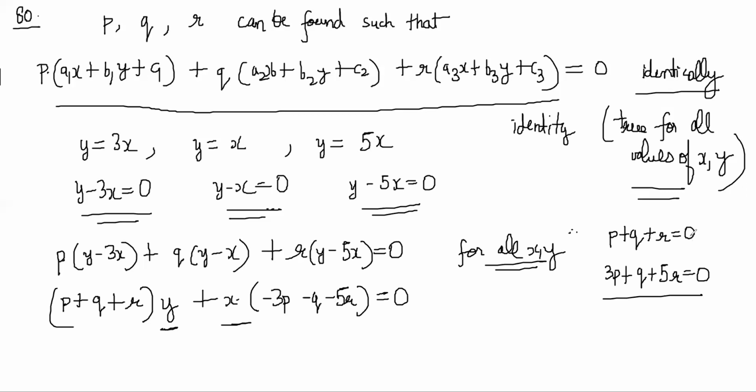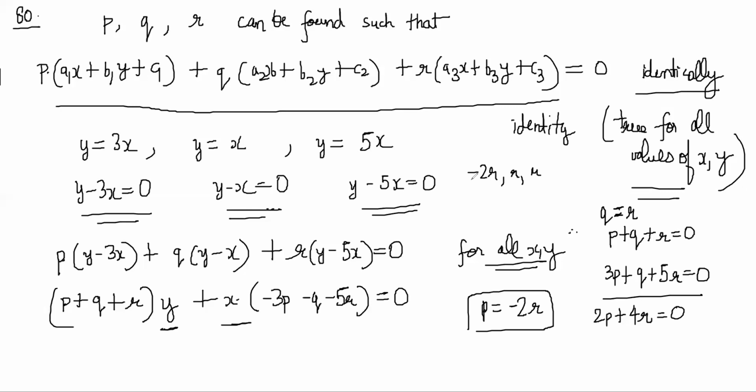So p plus q plus r is 0, so here we can remove p plus q plus r. So 2p plus 4r, with p plus q plus r removed, is 0. So p is equal to minus 2r. And if p is minus 2r, you put that in this, so q is equal to r, since minus p plus r is 2r minus r. So p is minus 2r, q is r and r.